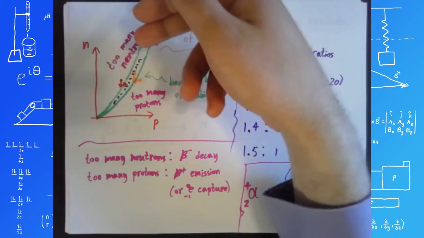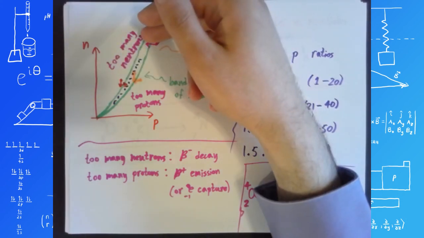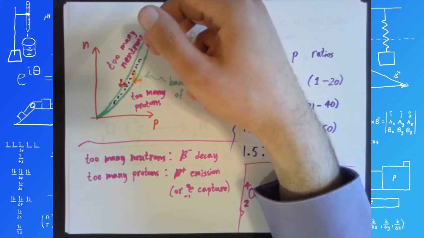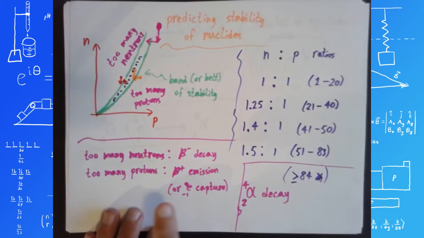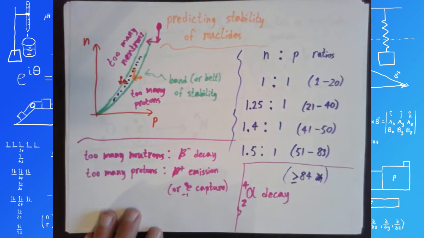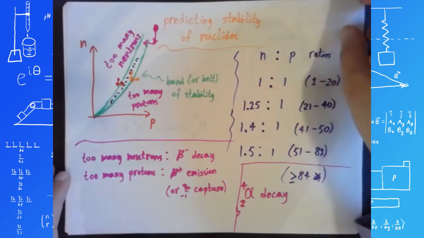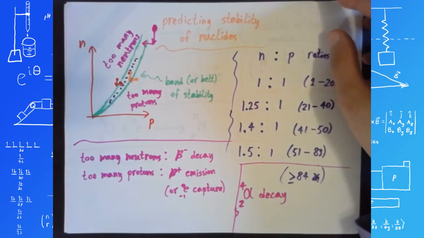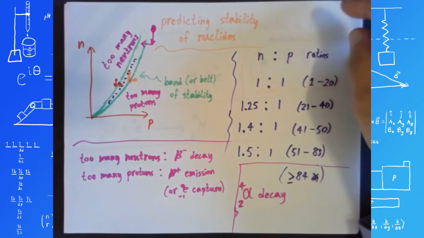And then once you get close, maybe you land in the belt of stability, maybe you're still too far above or too far below, in which case beta decays or positron emissions, one or the other, whatever is needed to get it into the stable zone, or at least the relatively stable zone.